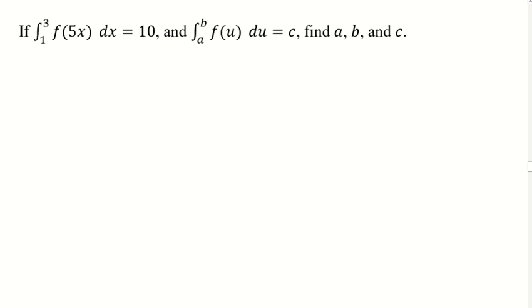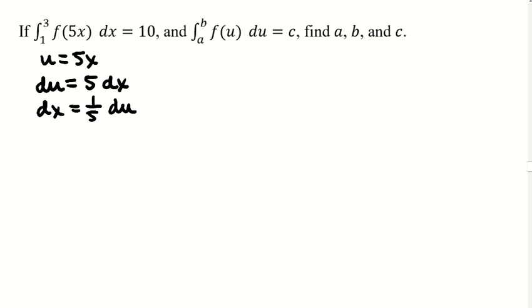Okay, so I know that u is going to equal 5x, meaning du equals 5 dx, or dx is equal to 1/5 of du. And change the bounds, x's to u's. 1 and 3 goes to 5 and 15.